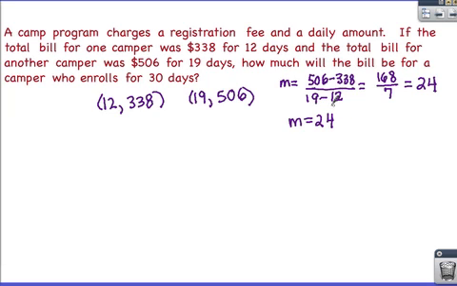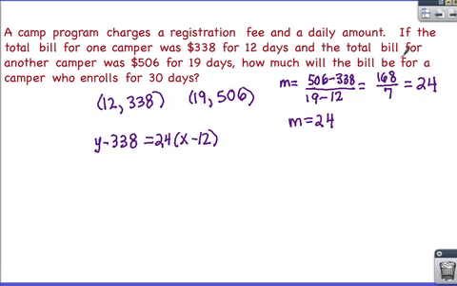Now we have the slope, and we actually have 2 points. Well, as long as we have 1 point and a slope, we can write an equation using point-slope form. Pick either point to write your equation. I'm going to choose our first point, (12, 338), and plug everything into point-slope form.